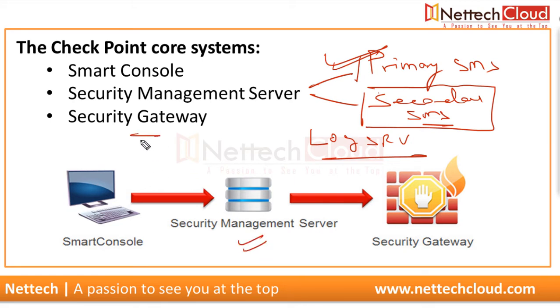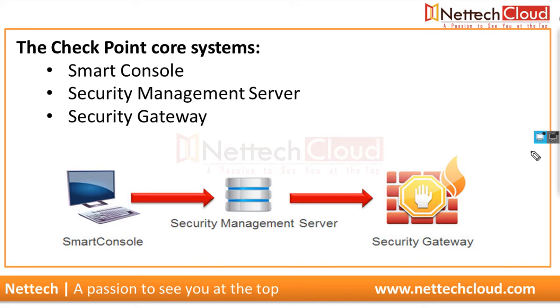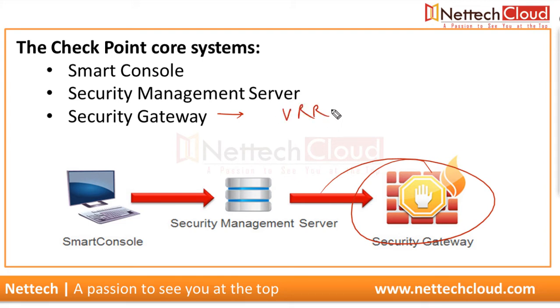What about security gateway redundancy? If there is only one gateway, of course there is no redundancy at all. For redundancy, there can be more than one gateway at one site, one location. And for gateway redundancy, either VRRP, Virtual Router Redundancy Protocol, needs to be configured. I hope you are aware of VRRP from your routing section.